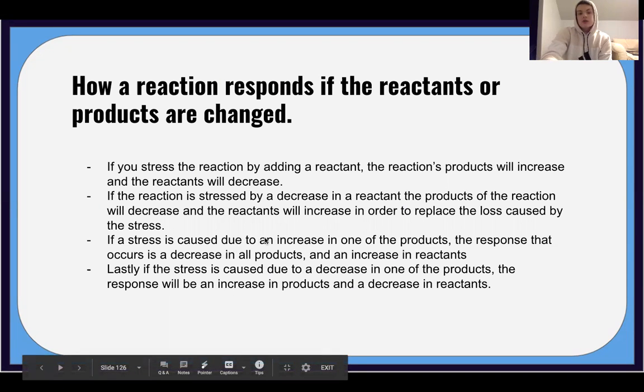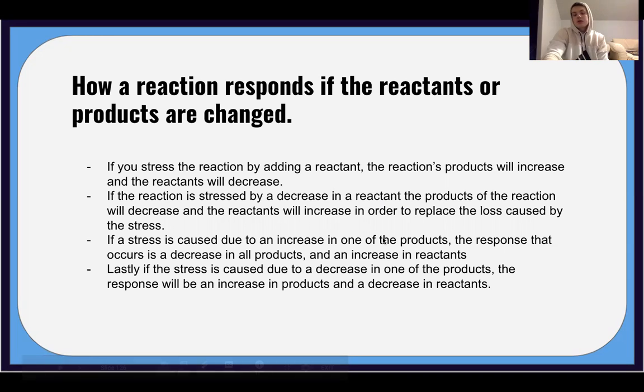If the stress is caused due to an increase in one of the products, the response that occurs is a decrease in all products and an increase in reactants. And the opposite happens if you decrease one of the products, the response will be an increase in products and a decrease in reactants.